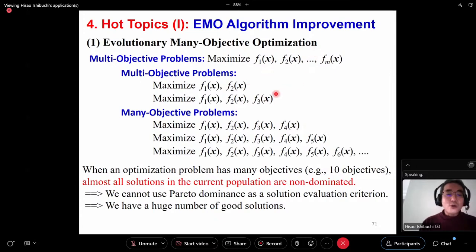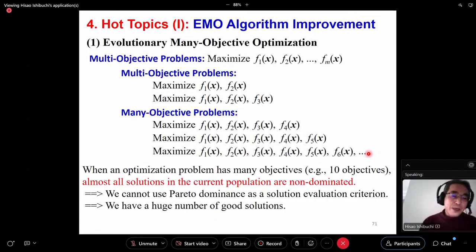Usually in the MO community, we solve two objective problems and three objective problems. Most MO algorithms have been designed for two objective and three objective problems. Those algorithms have some difficulty when they solve many objective problems. It's very intuitive that by increasing the number of objectives, the problem will become very difficult. If you have only two objectives, the problem may be easier than another problem with 20 objectives.